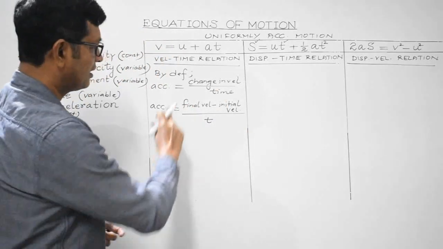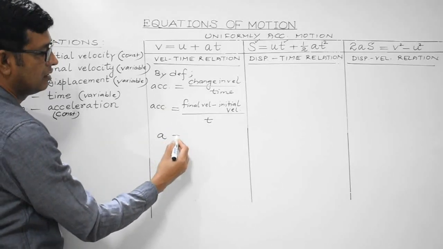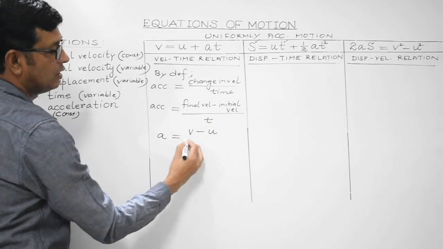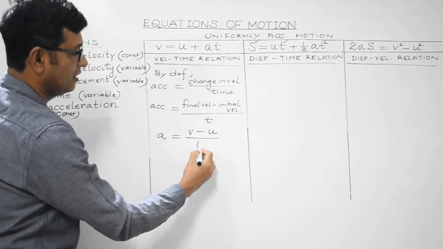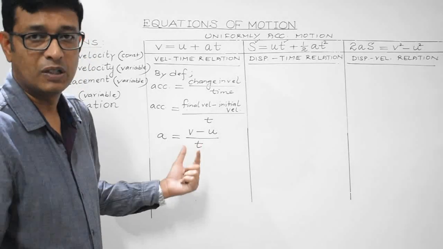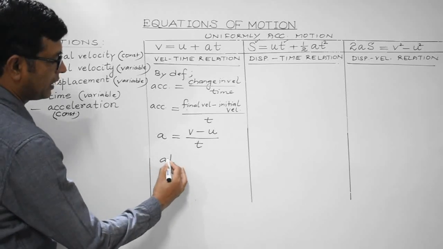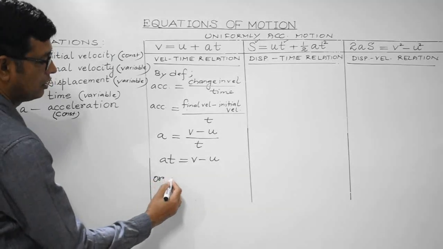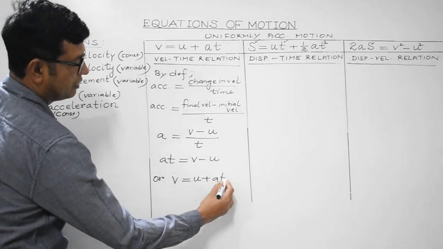right? So let's substitute the notations used. Acceleration is denoted by a, final velocity is v, initial velocity is u, and the time taken by the body to change its velocity from u to v is t. Now we can easily cross multiply it and rearrange the terms. So after cross multiplying, we get at is equal to v minus u, or v is equal to u plus at.